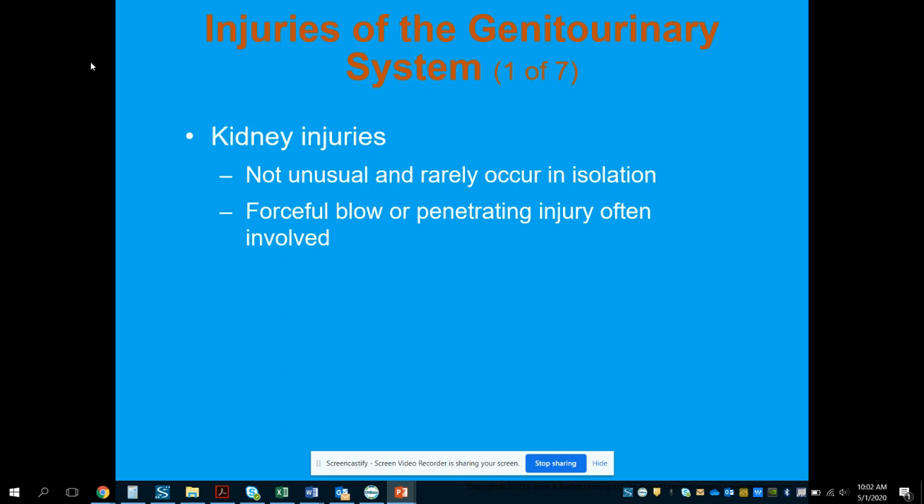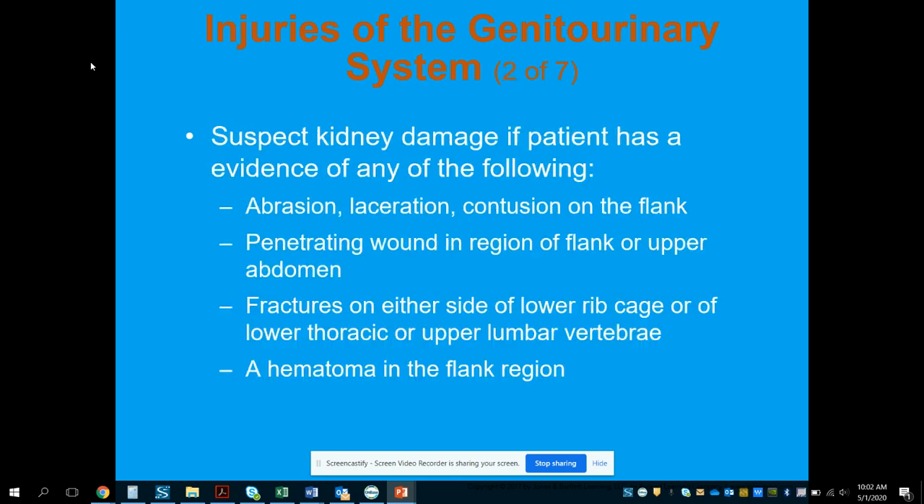So with kidney injuries, these are not unusual and rarely occur in isolation, meaning that there's generally additional injuries to the body. It's not usually isolated specifically to the kidneys. This can happen from a forceful blow or a penetrating injury.